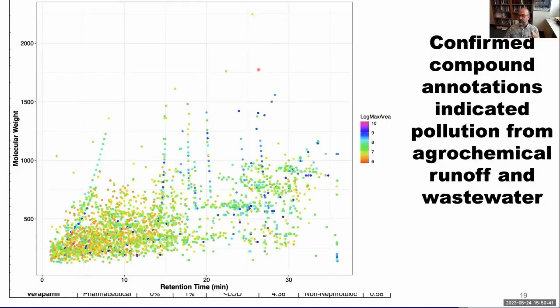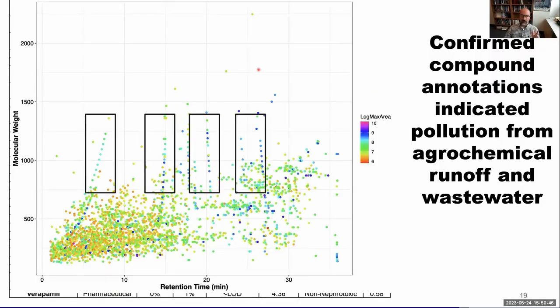Also, we were able to find a number of polymeric series. You can pick those out pretty easily visually when you look at the molecular weight to retention time distribution in our non-targeted analysis. These are things like polyethylene glycol-based surfactants. Not surprising that they would be present in especially poorly treated wastewater or in stormwater runoff in some of these samples.